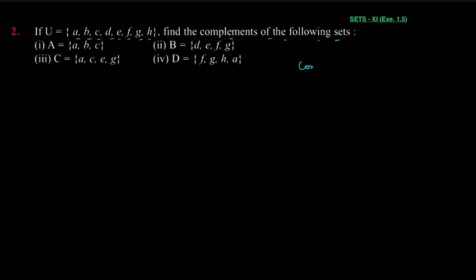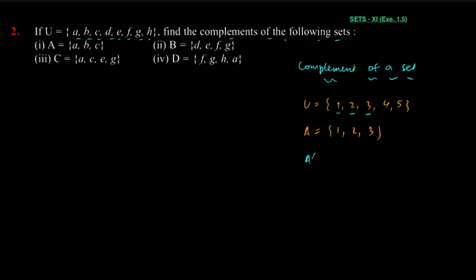So what do you mean by complement of a set? We have gone through this concept in the previous videos. So here in this case, we are always given a universal set. Take for example, we have a universal set with elements 1, 2, 3, 4 and 5, and we have another set A with elements as 1, 2, 3. So what will be A complement? It will have all elements of the universal set excluding the elements of A. So what are the elements of A? 1, 2 and 3. And the remaining elements, that is 4 and 5, will be the elements of A complement: 4, 5.